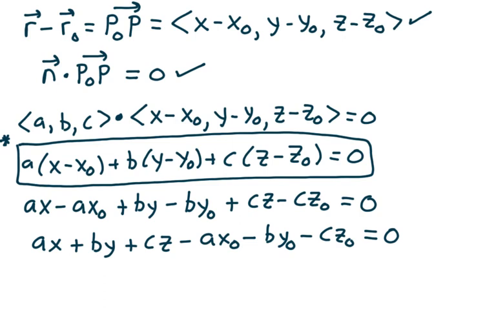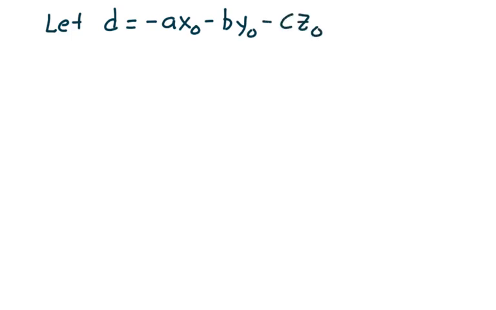But that's pretty complicated. And so what I'm going to do is I'm going to let d equal negative ax naught minus by naught minus cz naught. So it's going to simplify the equation of a plane. And so therefore, we can express the plane as follows. ax plus by plus cz plus d equals 0.